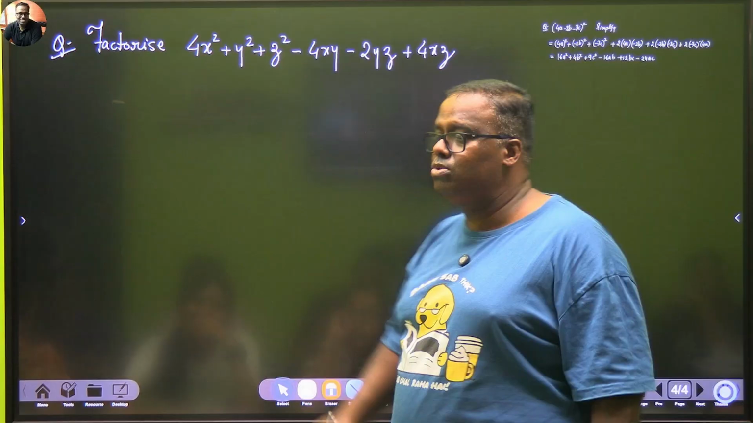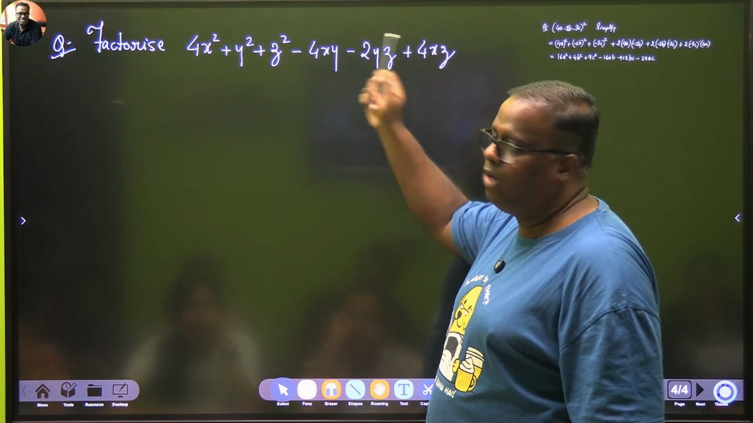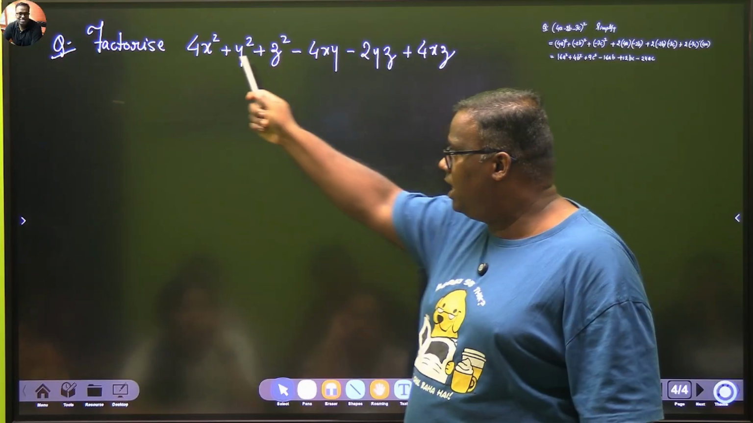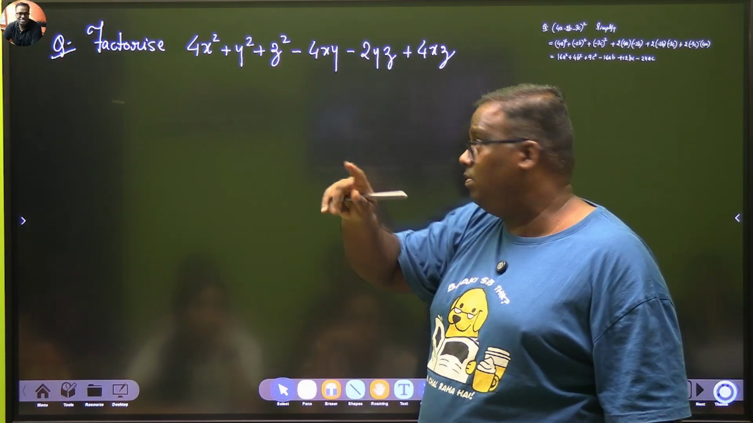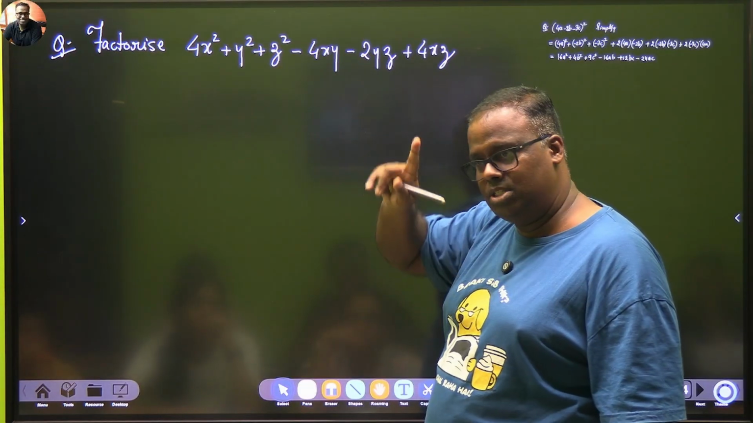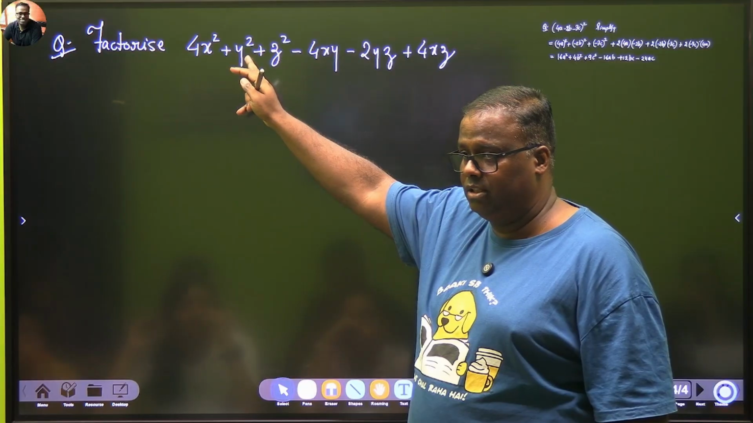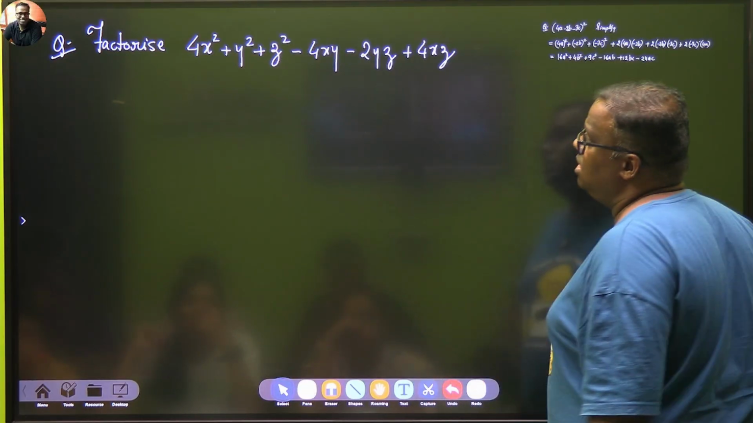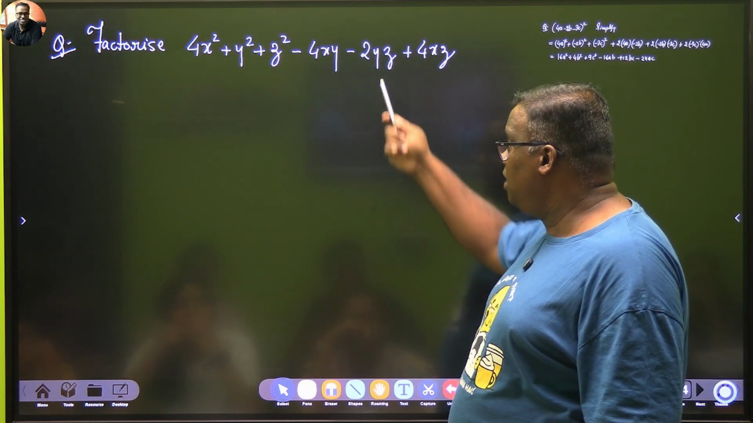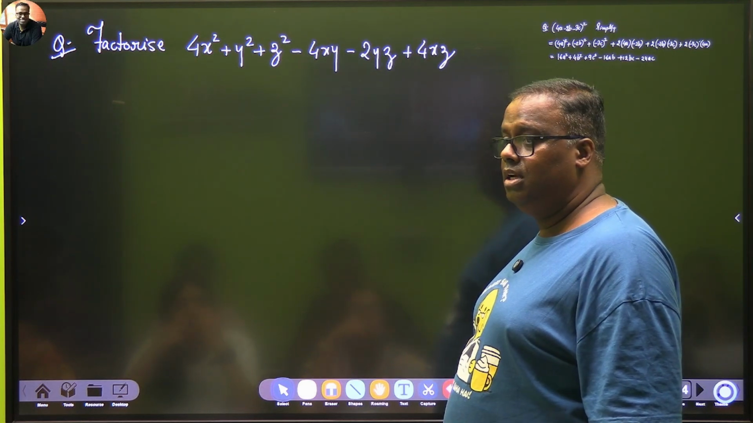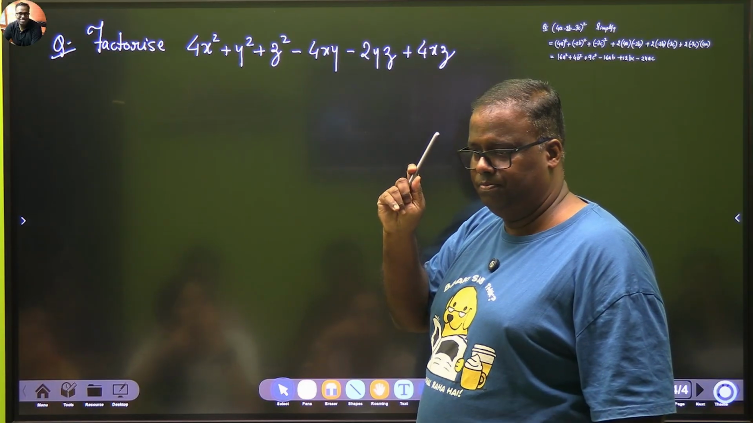So first try to see where you are getting negatives. You are getting x negative and y negative. That means either the x term is negative or the y term is negative. Both cannot be negative, otherwise this should have been positive. Hold it. Let's see y and z. When I see y and z, I again find that it is negative.